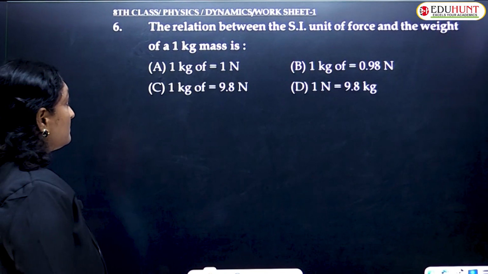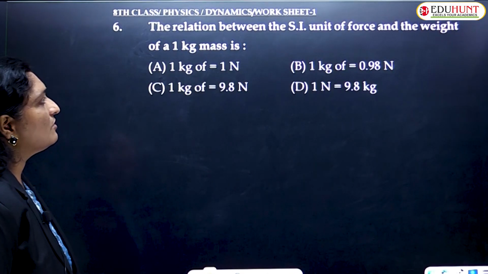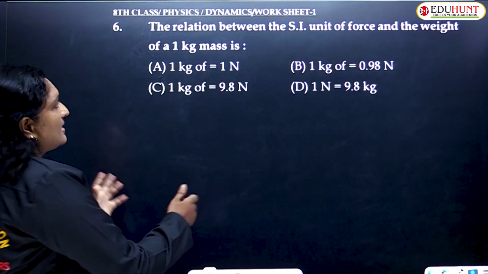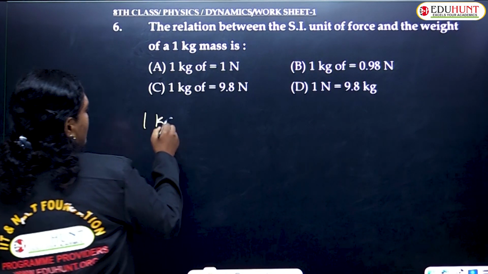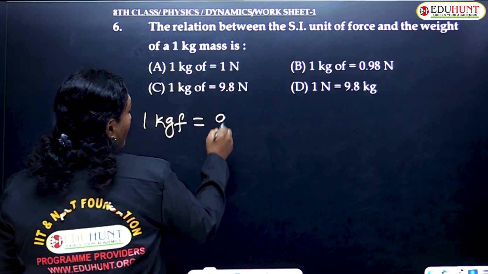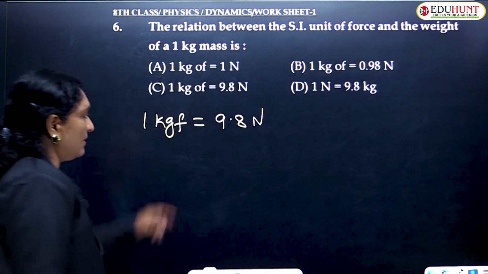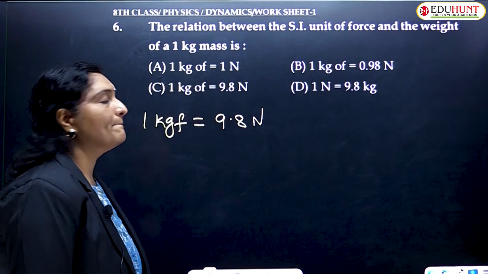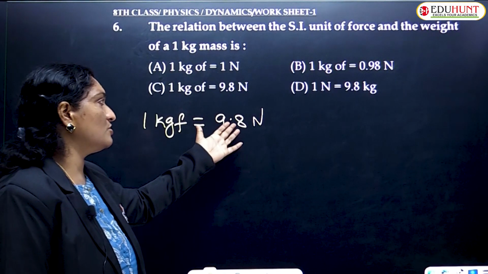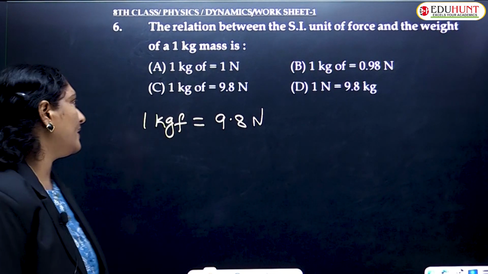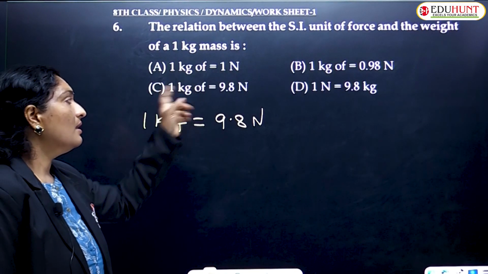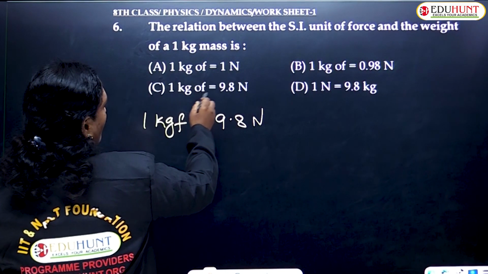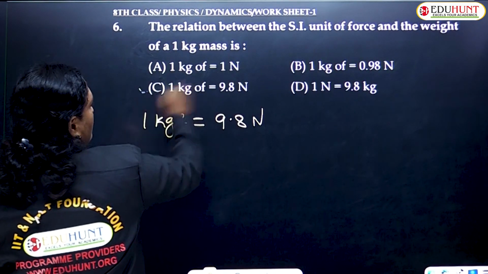So, third option. Next, the relation between the SI unit of force and the weight of a 1 kg mass. You are asked to find out the SI unit. How much did I tell you, children? 1 kg force is equal to 9.8 Newton, because 9.8 is the acceleration due to gravity acting on a mass of 1 kg. So, how much is acceleration due to gravity in SI system? 9.8. So, 1 kg force is nothing but 9.8 Newtons. Yeah, this one is the right option.